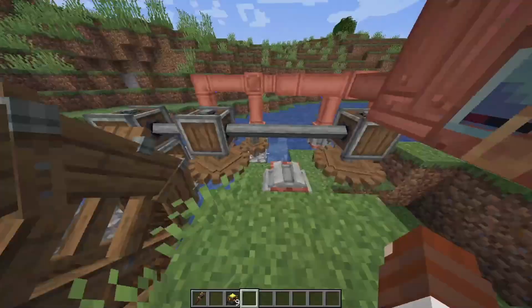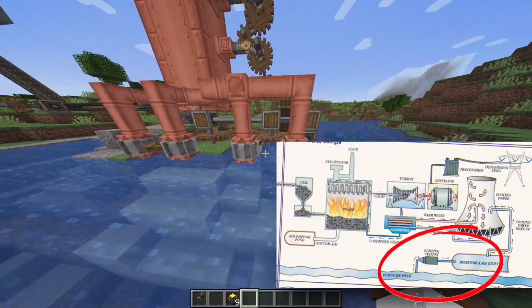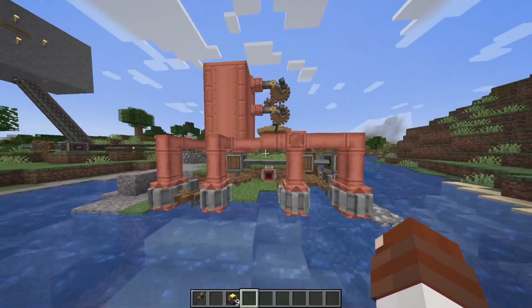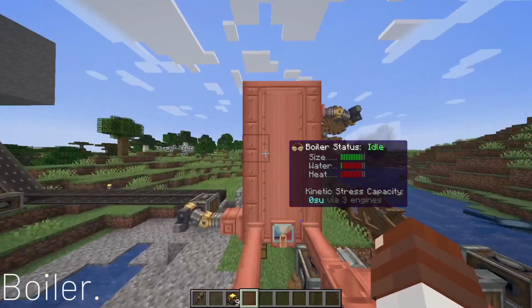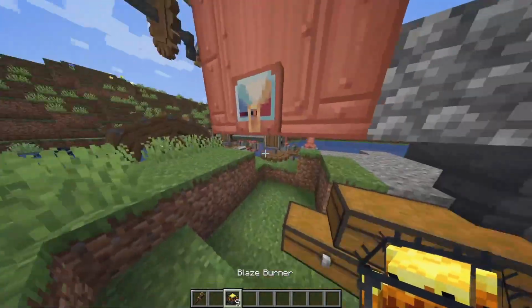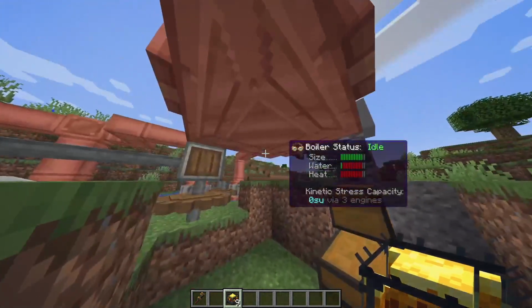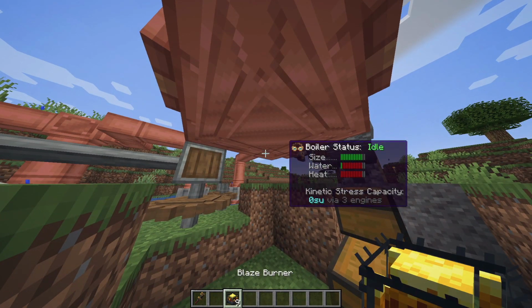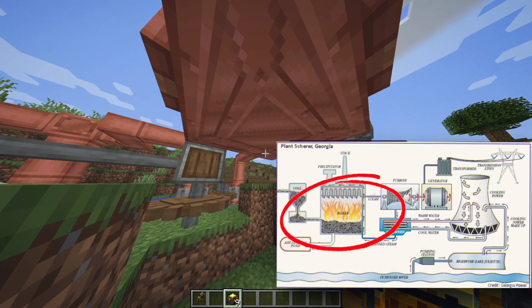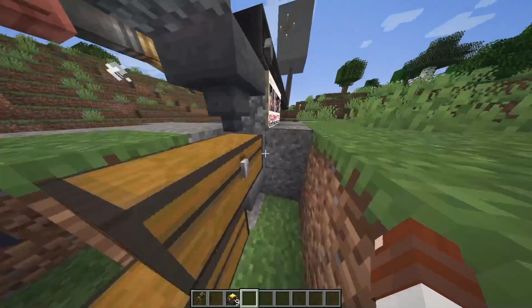So right here, this is the whole water system. As you can see, water is pumped up here. This would be your boiler, which is where all the steam comes from. Now obviously, this is Minecraft, so I'm using a blaze burner, but realistically this would be the fire, or the thing that the coal uses. So we're gonna put them under here, and then we're gonna take this.